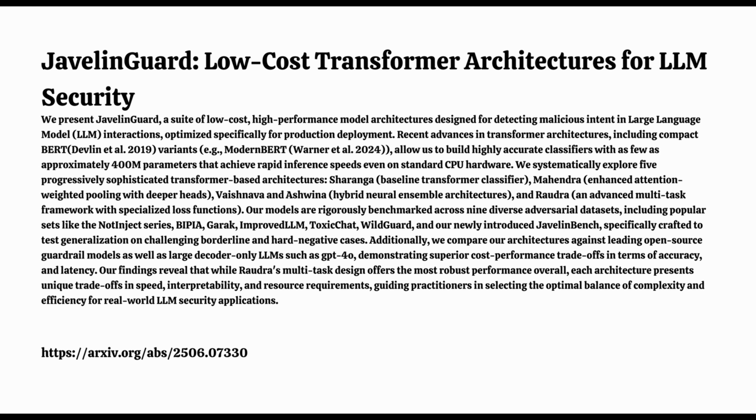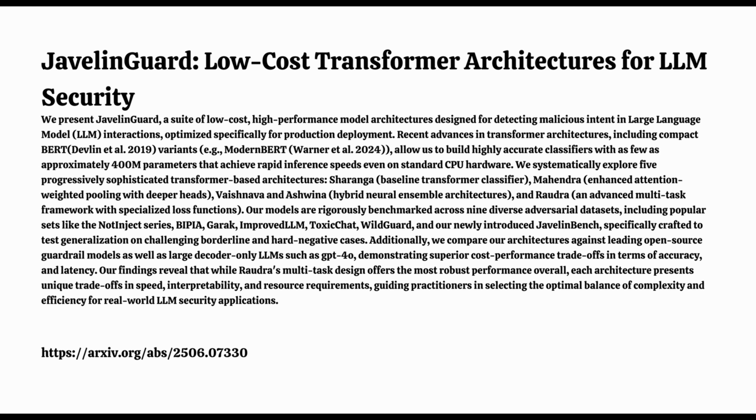How did they fare on false positives? You mentioned that was a big issue for other guardrails, wrongly blocking users. Yeah, false positive rates, FPRs, were definitely a key focus. Sharanga and Mahendra showed pretty stable FPRs, typically ranging from, say, 0.03 to 0.08. The hybrid models, Vaishnava and Ashwina, perhaps thanks to their distinct classification heads, managed to push FPRs even lower on benign datasets, sometimes down around 0.05. And Raudra? Raudra, with its multitask design explicitly learning those class boundaries, consistently matched or even improved on these low FPRs, generally falling between 0.03 and 0.06. That's really low. Crucial for practical deployment, right? You can't be blocking legitimate users all the time.